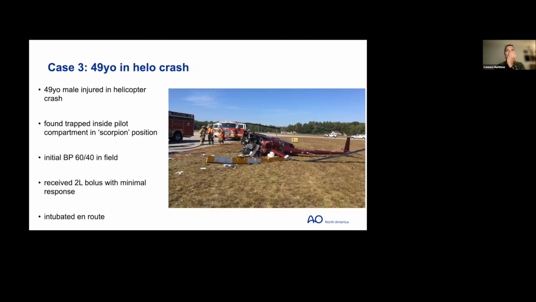So this guy is about my age, a guy who was finishing up his helicopter training, doing takeoff and touchdown. It was his last day before he got his license. And well, it was his last day in the helicopter, as you can see. He had a significant crash, and when the emergency personnel found him in the helicopter, he was in this position called the scorpion position. My kids know that when they go inner tubing on the lake, the scorpion. They always get really excited when they do the scorpion.